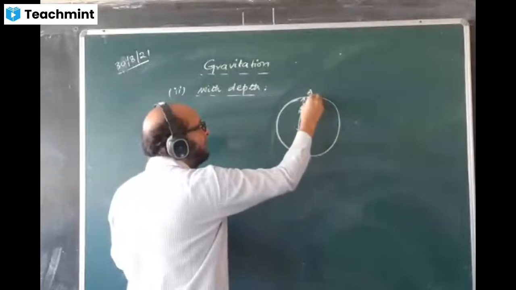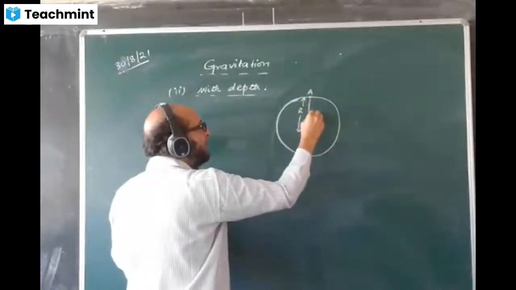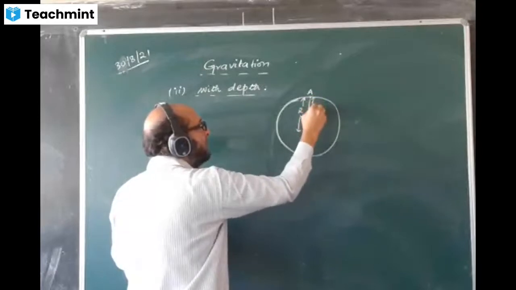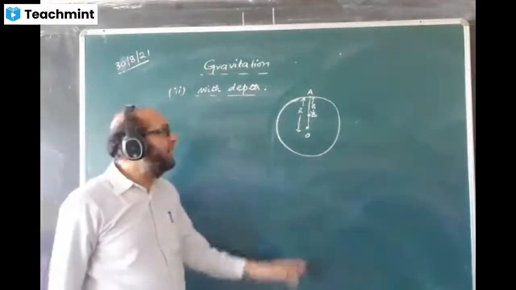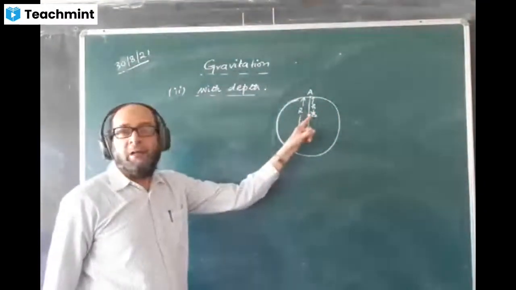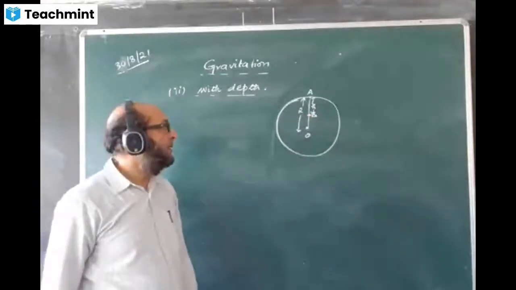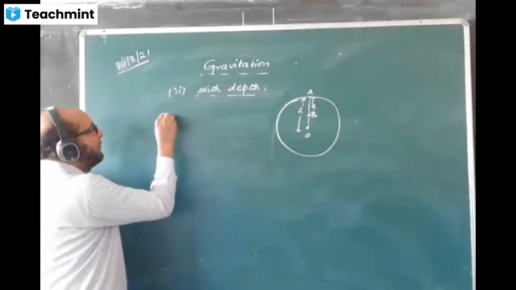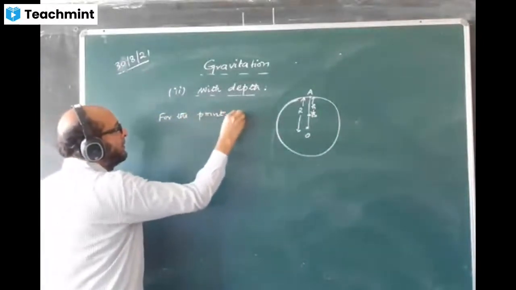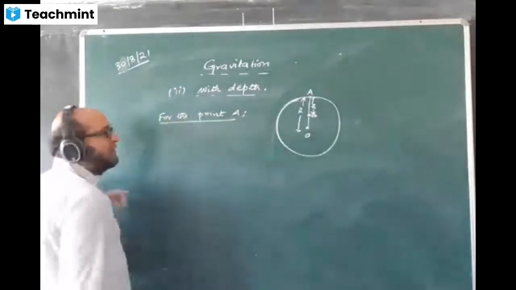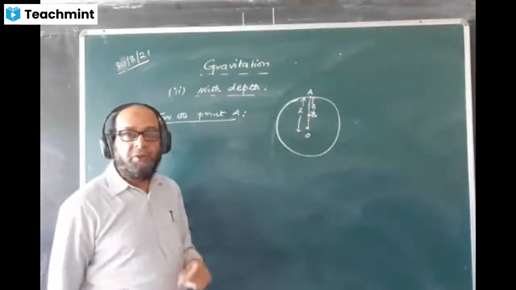Here is the surface of the earth. From the surface of the earth, we take a point at the depth h. Depth is h. This time we are interested in finding the value of g at the point B. What happens to the value of g at the point B? Now we are going to check that. For the point A, the acceleration due to gravity value is g, and for the point B, the acceleration due to gravity value is g dash.